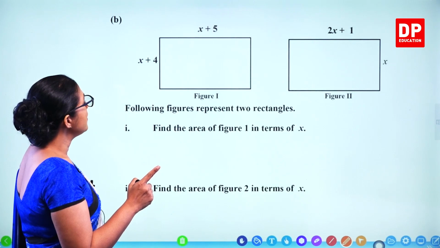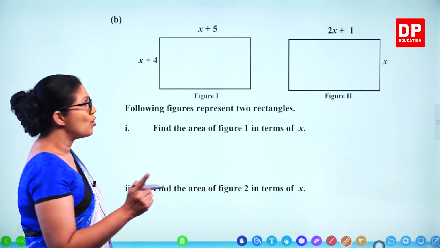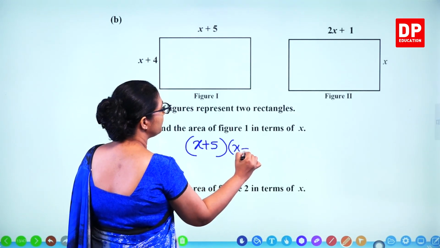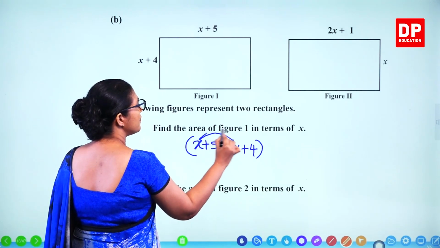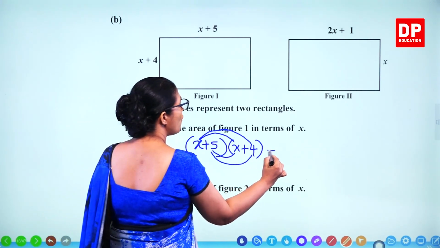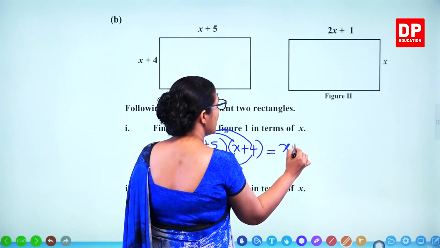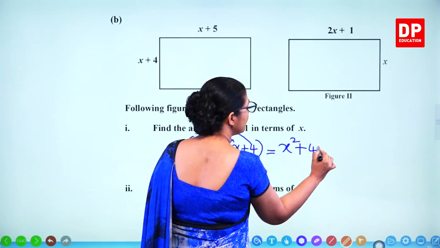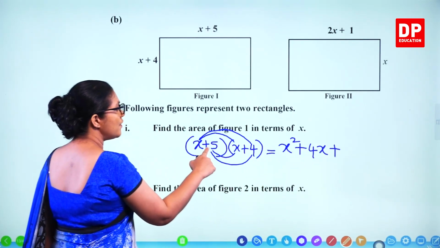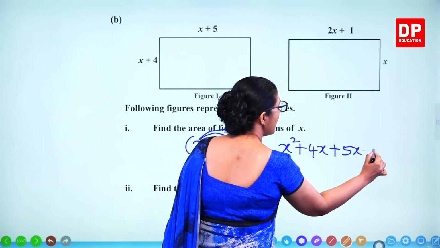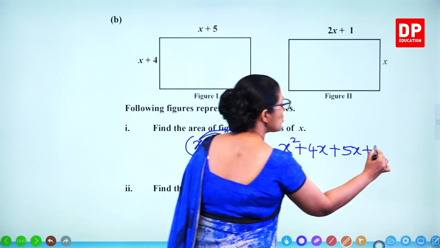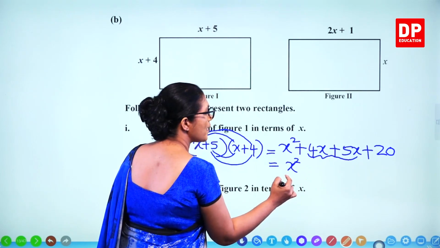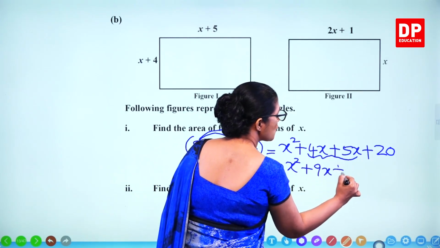Find the area of figure 1 in terms of x: length into width, x plus 5 into x plus 4. So we'll expand. You can use the rainbow method or the FOIL method. First with first, x into x, x squared. Then outside, x into 4, 4x. Inside, 5 into x, 5x. And last terms, 5 into 4, 20. So you can add the like terms, 4 plus 5, 9x plus 20.